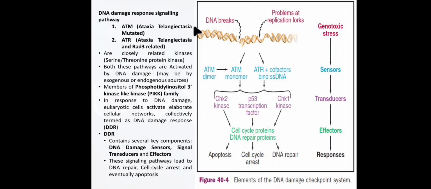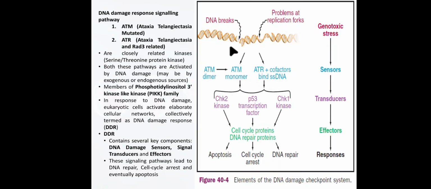ATM is ataxia telangiectasia mutated. ATR means ataxia telangiectasia and RAD3 related. These are closely related kinases, serine/threonine protein kinases, which phosphorylate particular proteins. Both these pathways are activated by DNA damage. The DNA damage may be exogenous in source or endogenous in source. These are members of the phosphatidylinositol 3' kinase like kinase, that is the PIKK family.